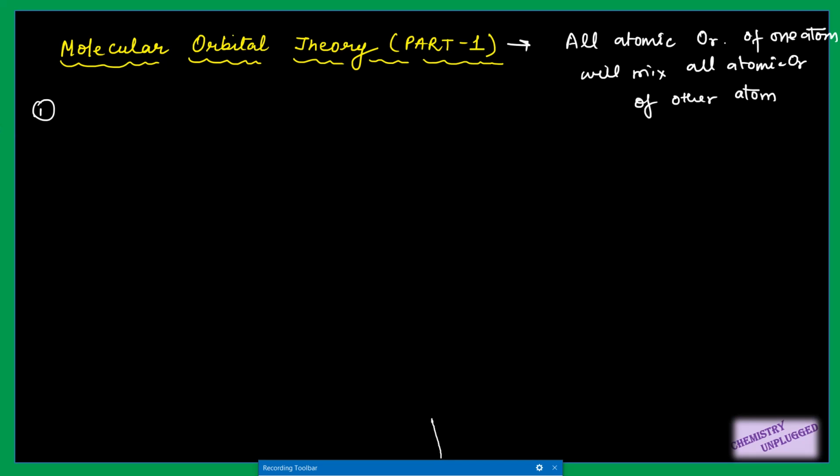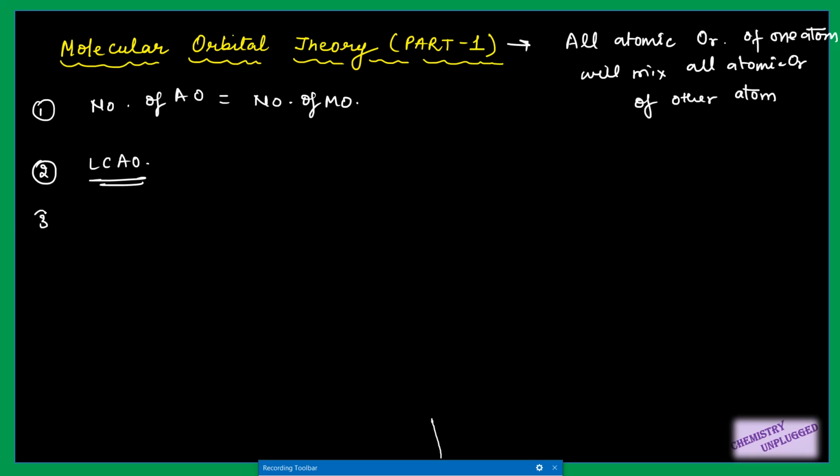Then the next point: we all know that atomic orbitals will mix together to form molecular orbitals, right? And the number of atomic orbitals is equal to the number of molecular orbitals. Next point is that this mixing is due to linear combination of atomic orbitals. We will see what the linear combination of atomic orbitals is a little bit later.